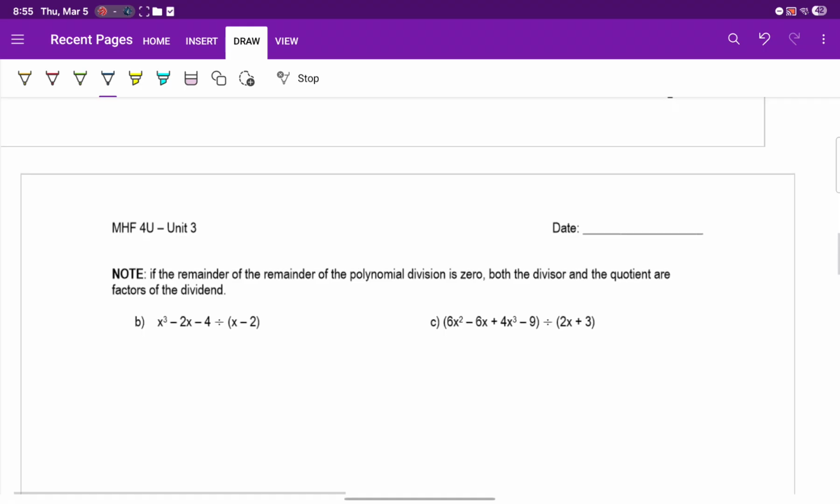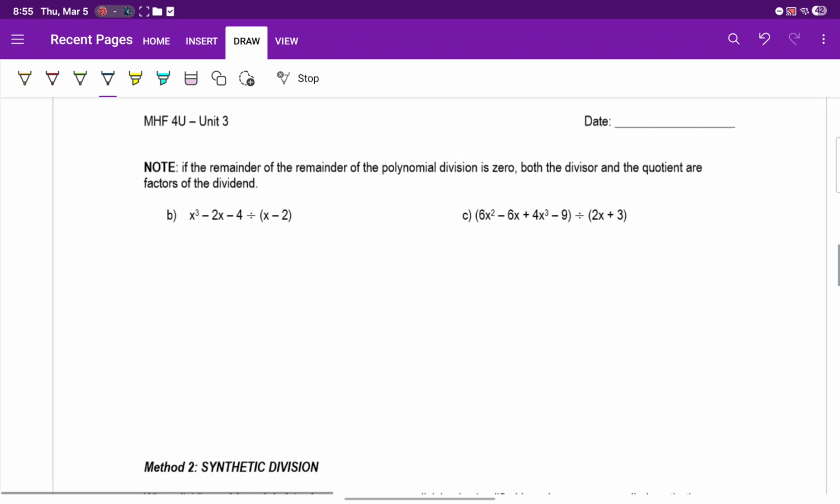I'm going to do 2 more examples, and I'm going to go through a little bit quicker here. This little note says, if the remainder of the... sorry, that's a typo. It should say, if the remainder of the polynomial division is 0, both the divisor and quotient are factors.